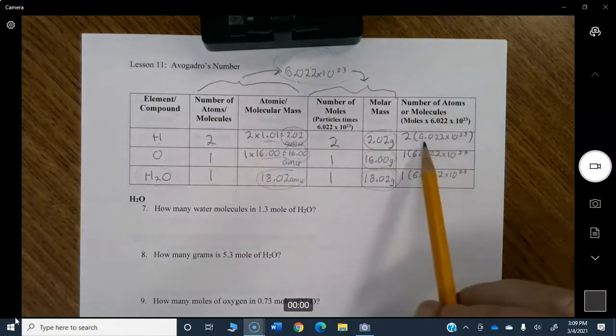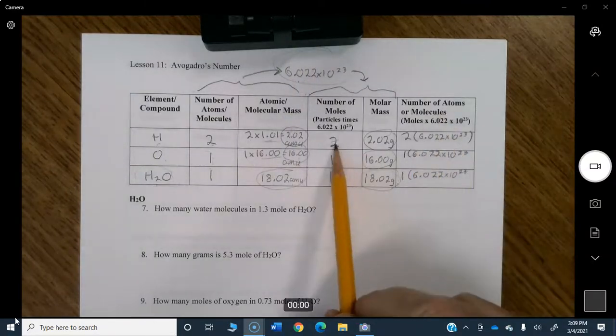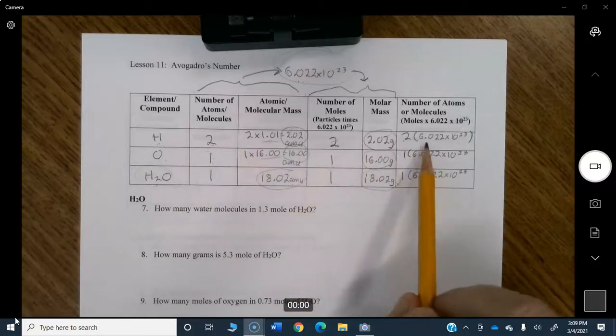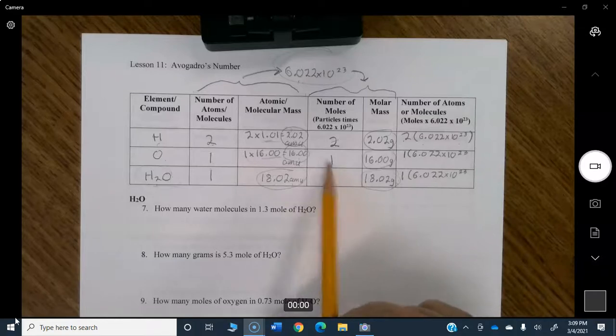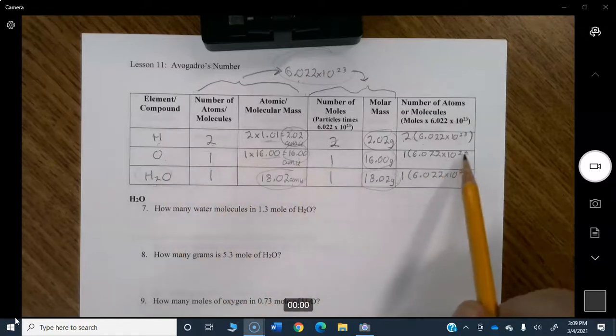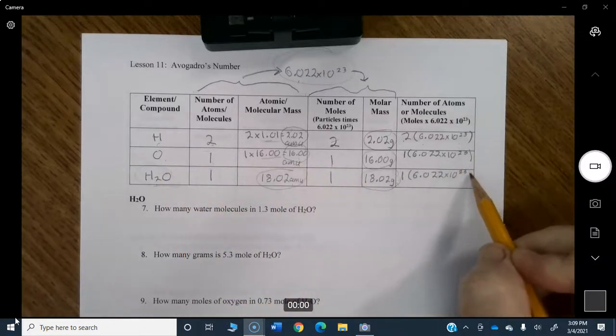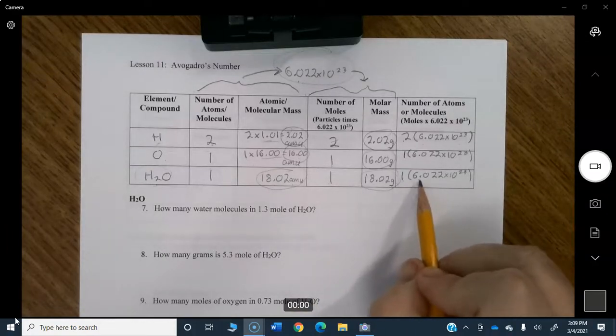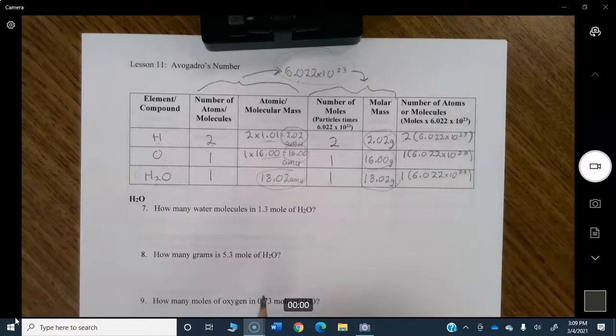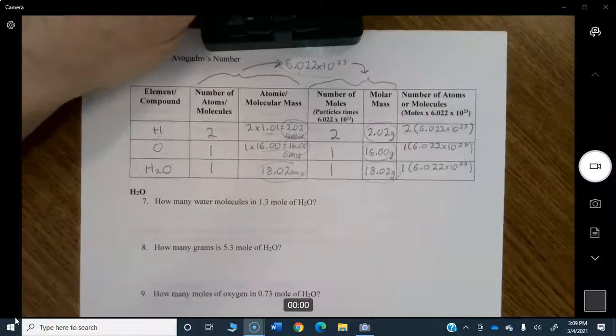Now, how many atoms or molecules is this? Well, if it's 2 moles of hydrogen, that's 2 times 6.022 times 10 to the 23rd. If it's 1 mole of oxygen, that's 1 times 6.022 times 10 to the 23rd. And for the water molecules, if you have 1 mole of water molecules, it's 1 times 6.022 times 10 to the 23rd. Okay, so that's how you do the table. Now we can go ahead and answer the questions.